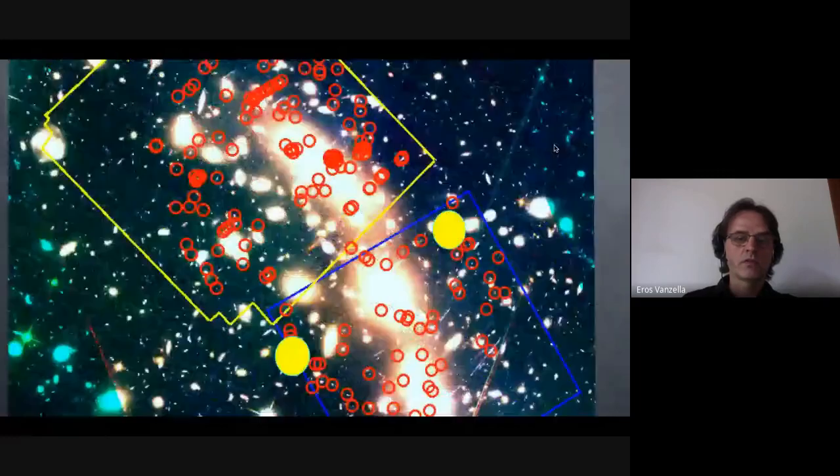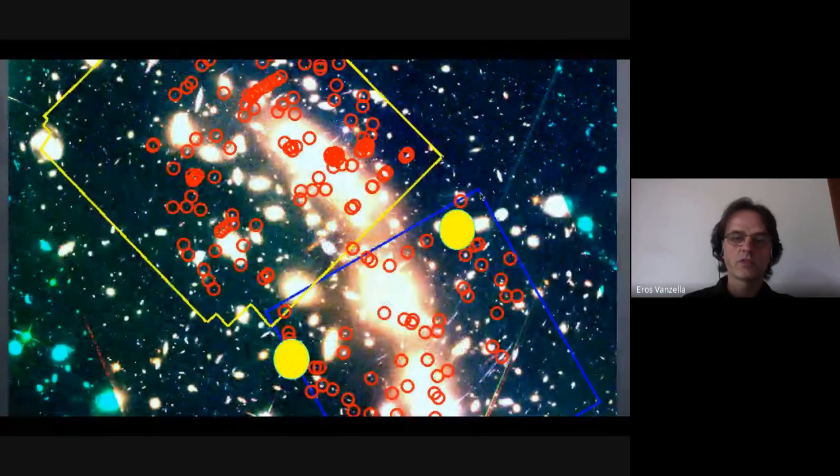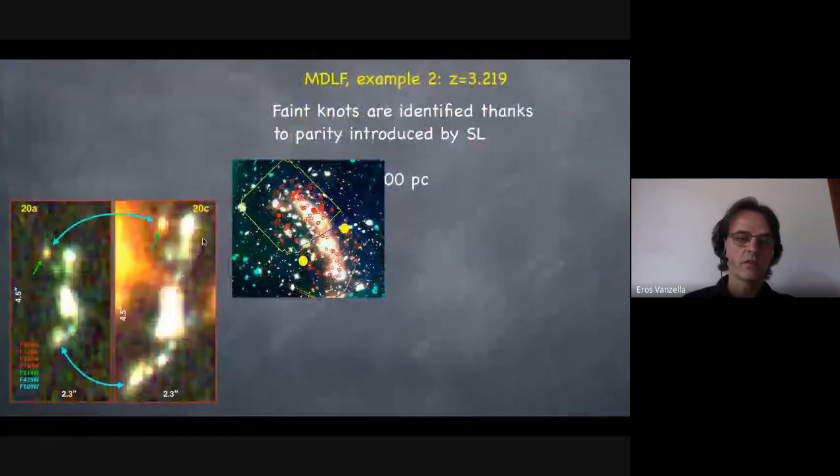Another example is this one. There are 2 multiple images of the same system, and here is the system.